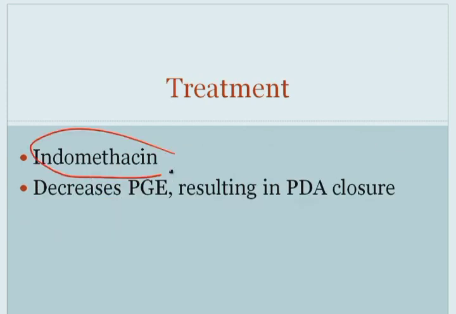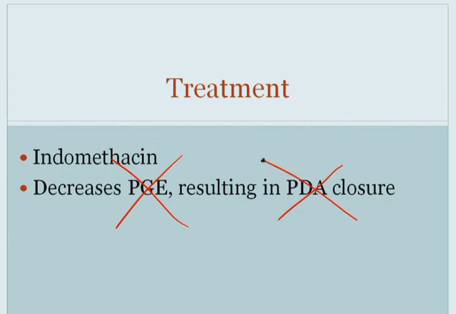The treatment is indomethacin, and the idea is that indomethacin decreases prostaglandin E, and prostaglandin E is what keeps the PDA open. Prostaglandin E keeps the PDA open. And so therefore removal of prostaglandin E will close the PDA.